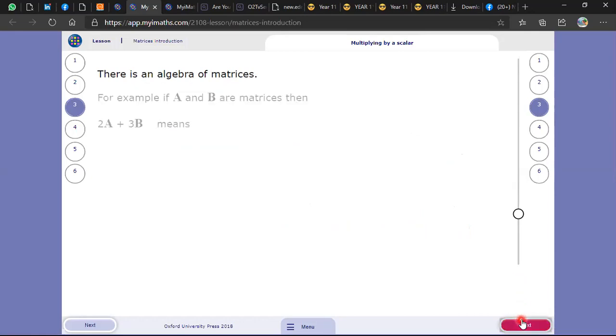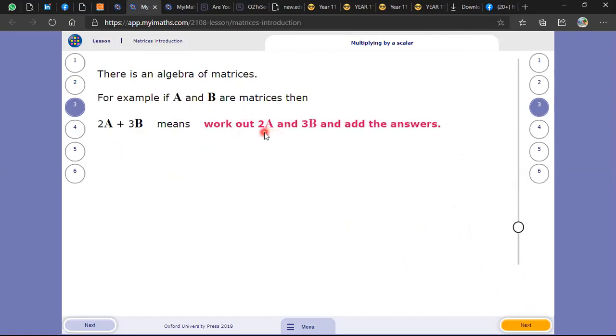Now, there is an algebra of matrices. For example, if matrix A and matrix B are given to us, then if I have something like 2A plus 3B, that means 2 times matrix A plus 3 times the matrix B. What does that mean? What it means is that you have to work out 2A, that means multiplying matrix A by 2. You also have to work out multiplying matrix B by 3, and then add the answers together. So this only works when A and B have the same order, don't forget, because addition of matrices, subtraction of matrices, they only work when you have the same order, okay?